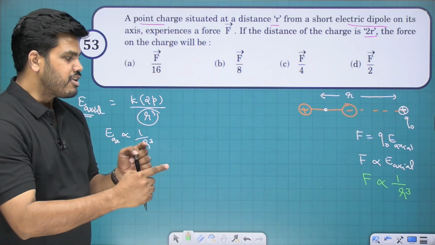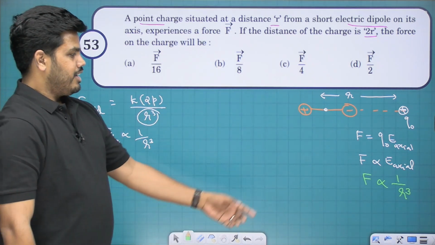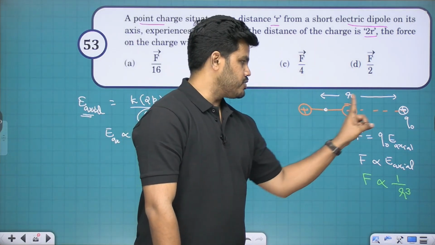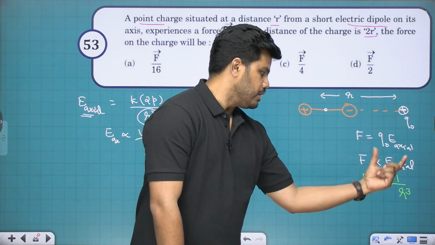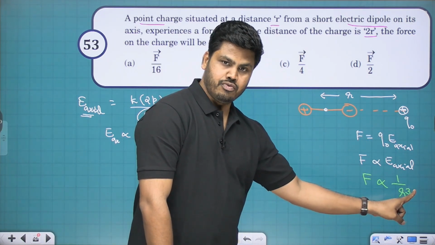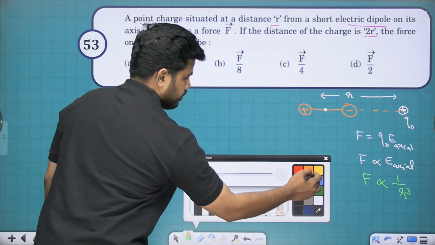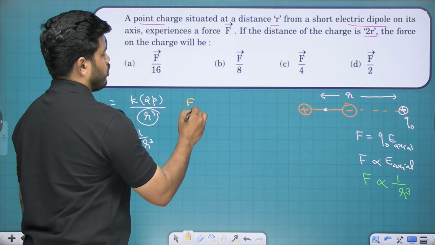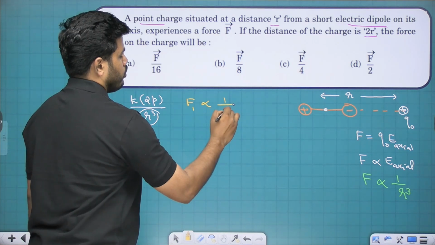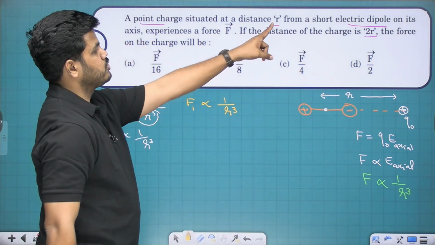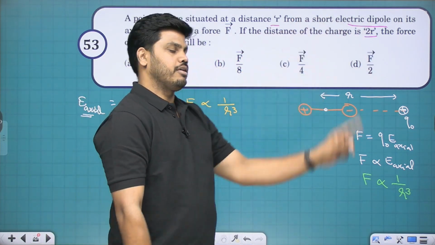We got a relation between F and R. Now we can go to the question. From the dipole, the distance is R. At that time, this was the equation: F is proportional to 1 by r cube. So in this case, we will go for the first force, F1 is proportional to 1 by r cube, because the distance was R.